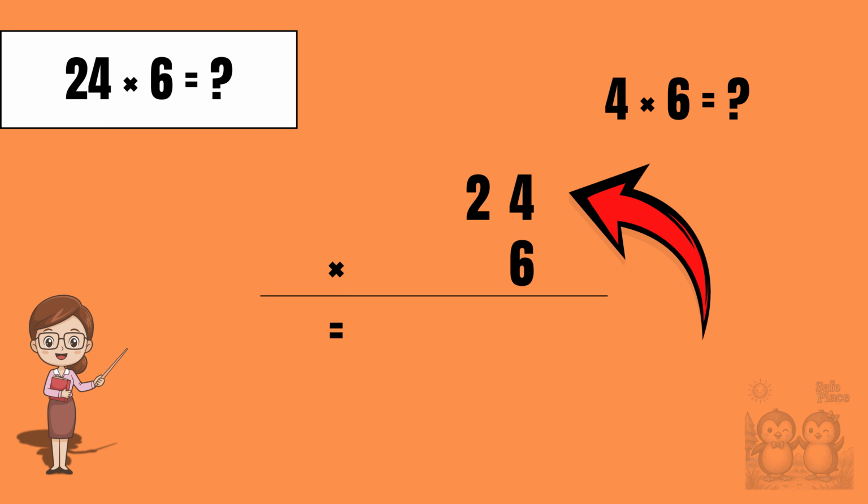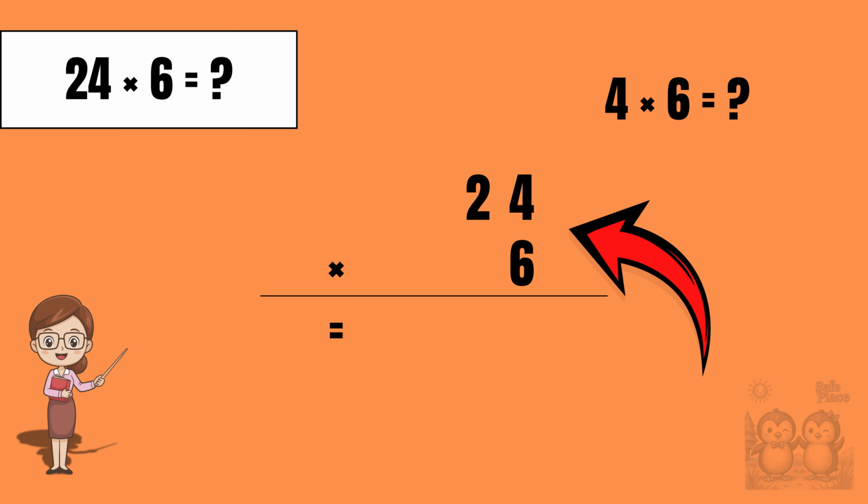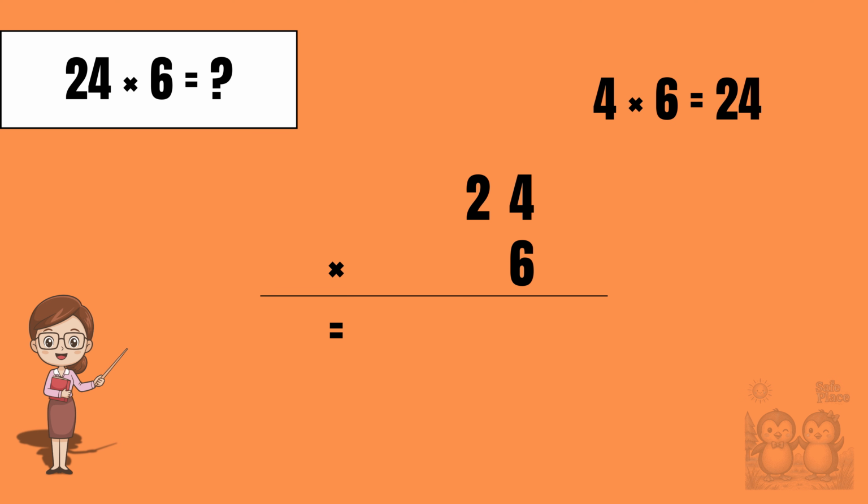Step 1. Start with the ones column. Multiply 6 times 4. 6 times 4 equals 24. Write the 4 in the ones place and carry the 2 above the tens column.